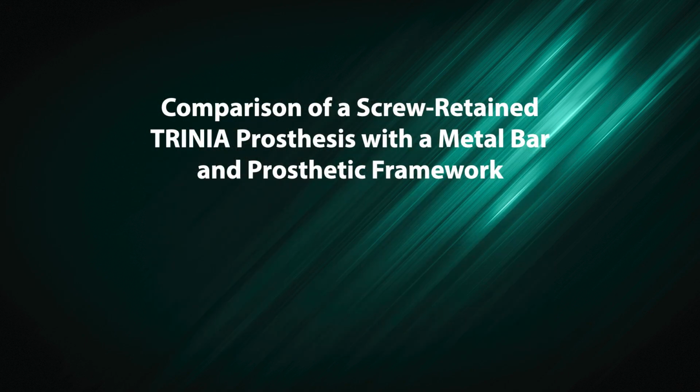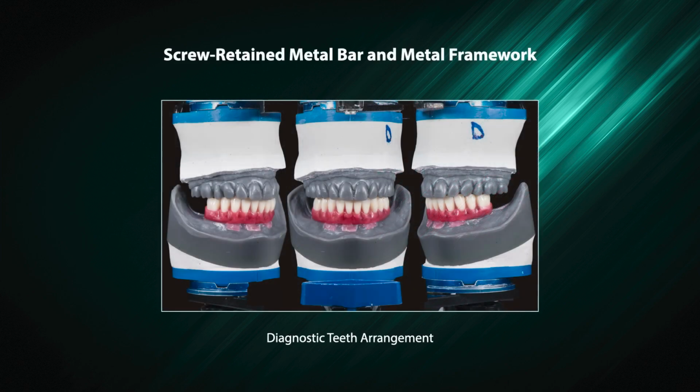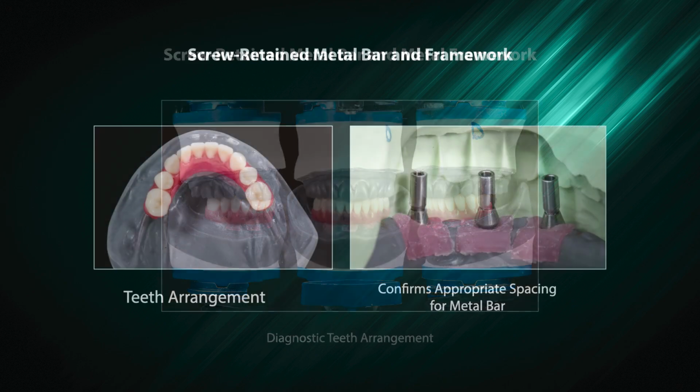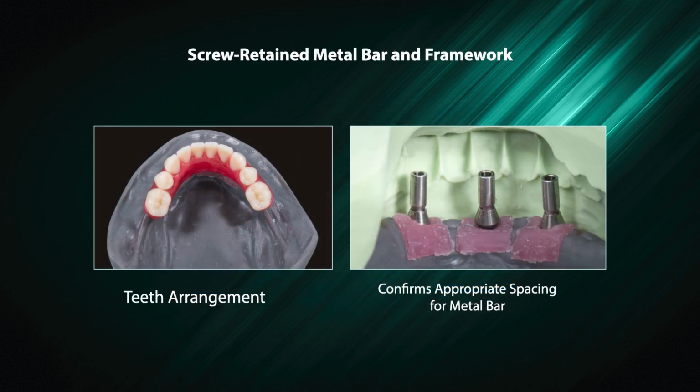Comparison of a screw-retained TRINIA prosthesis with a metal bar and prosthetic framework. Screw-retained metal bar and metal framework. Seen here is a diagnostic teeth arrangement. Teeth arrangement and confirmation of appropriate spacing for metal bar.